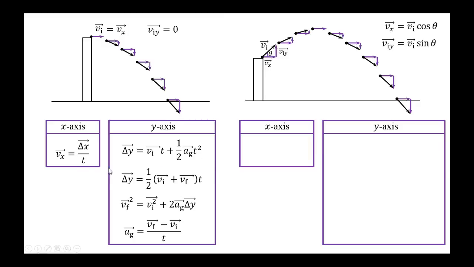So how do I specify that this is the y-axis? That we're discussing the y-axis in these equations? We add a subscript y to here, to this velocity, and to every velocity that appears in these equations.